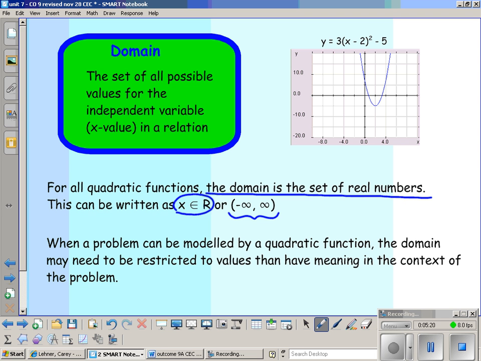What it is saying is we are going from negative infinity to positive infinity, because the graph extends in both directions infinitely. So it will end up covering all of the negative x's to infinity and all of the positive x's to infinity. When a problem can be modeled by a quadratic function, the domain may need to be restricted to values that have meaning in the context of the problem. So in a situational question, the domain is not likely going to go from negative infinity to positive infinity. But in any other case, when it is just a graph or just an equation, this is what your domain would be.